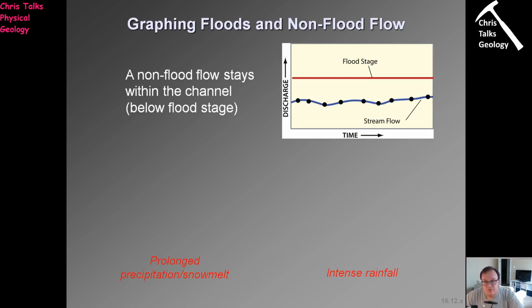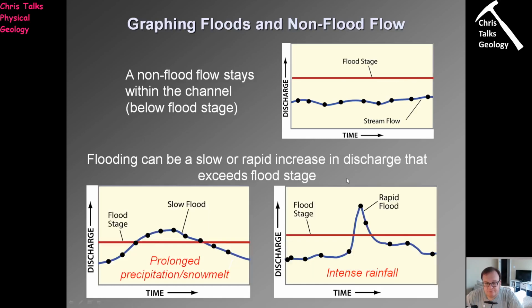So if we want to graph a flood and non-flood flow, remember, this is our basic graph. This is our hydrograph. We have discharge here, time here. This is our normal stream flow in non-flood conditions. Obviously, it's staying well below our flood stage.